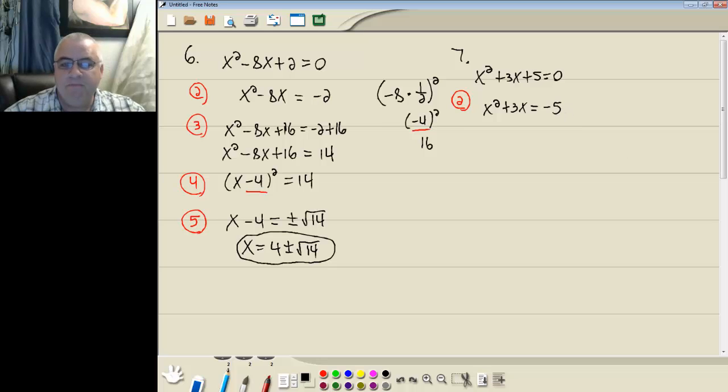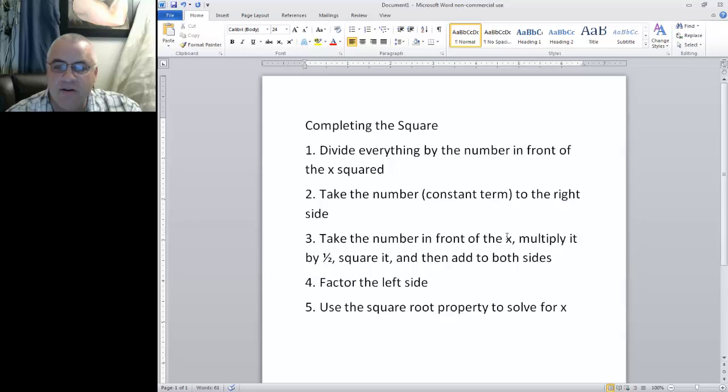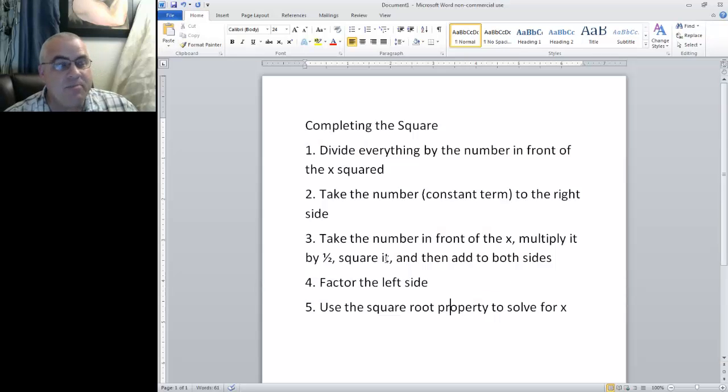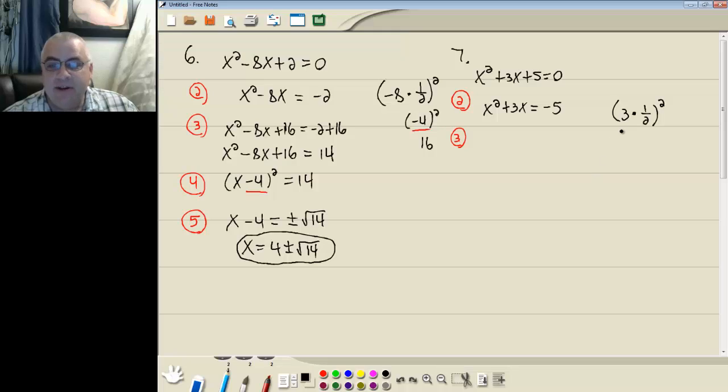Step 3. Take the number in front of the x, which in this case is a positive 3, multiply it times a half, and square it. It's always times a half, it's always squared. Now you don't want to change these to decimal. If you change them to decimal, you're probably going to get a certain percentage of these wrong.